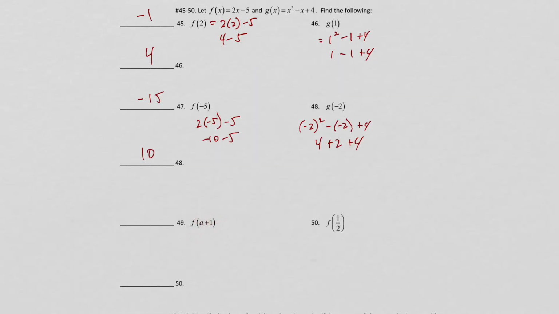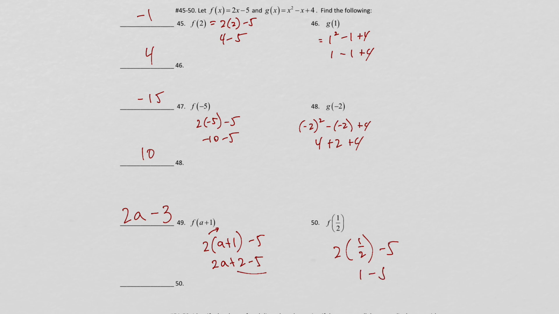F of a plus 1, wherever you see the x, we're going to replace the entire x with a plus 1. So this is going to be 2 times a plus 1, that's our x, minus 5. We'll distribute this and get 2a plus 2 minus 5, and we'll combine these, so we end up with 2a minus 3. F of 1/2, we'll take a 1/2 and put it in there, so we have 2 times a half minus 5, which is 1 minus 5, gives us negative 4.